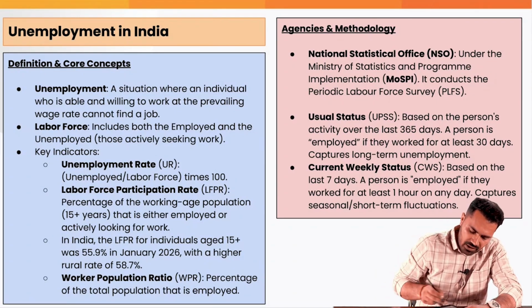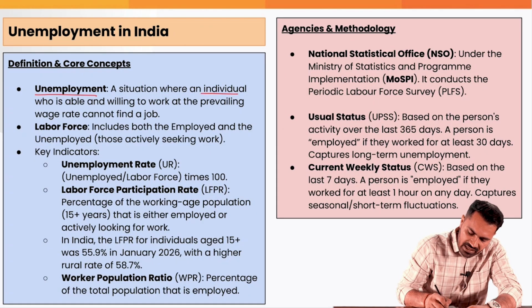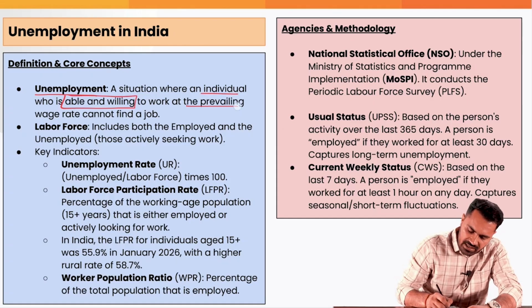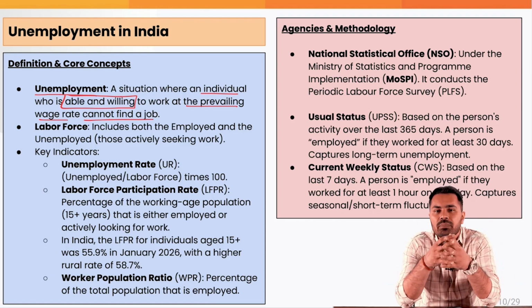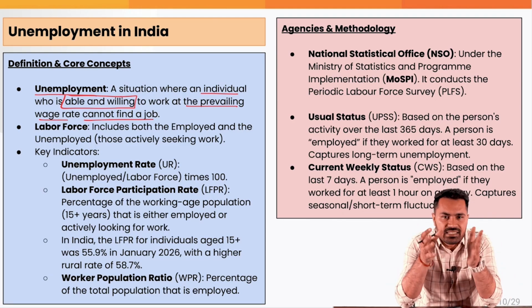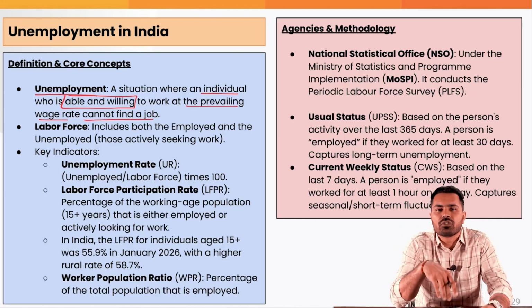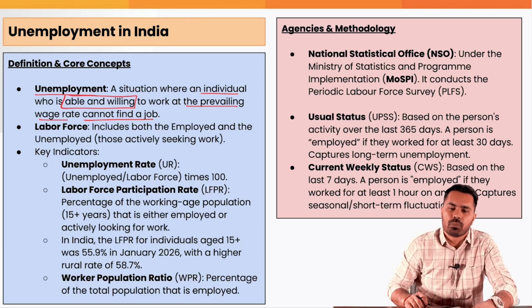The definition of unemployment as given by the International Labour Organization is a situation where an individual is able and willing to work at the prevailing market wage rate, but cannot find a job. That means imagine a person who wants to do the job, is available to do the job, is willing to do it, but still is not able to get a job. There are not enough jobs in the market to capture the entire workforce population.